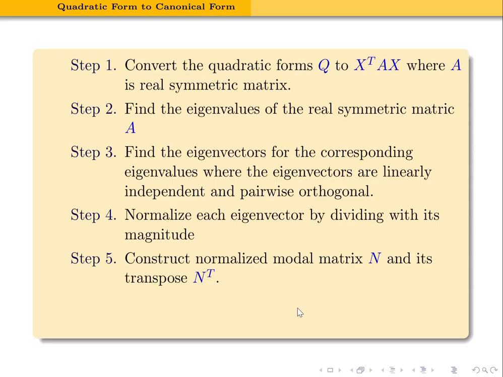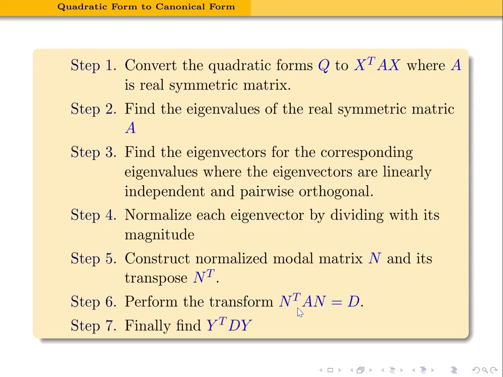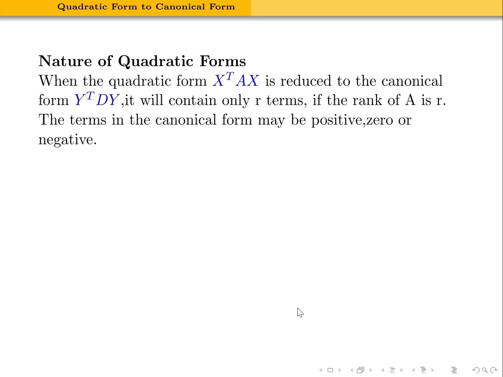Construct the normalized modal matrix N and N transpose. Perform the transformation N transpose A N = D. Finally, find Y transpose D Y. So these are the steps. Next, the nature of the quadratic form.